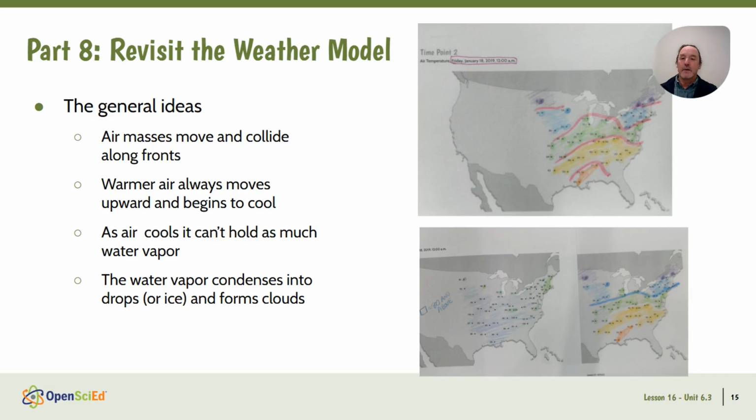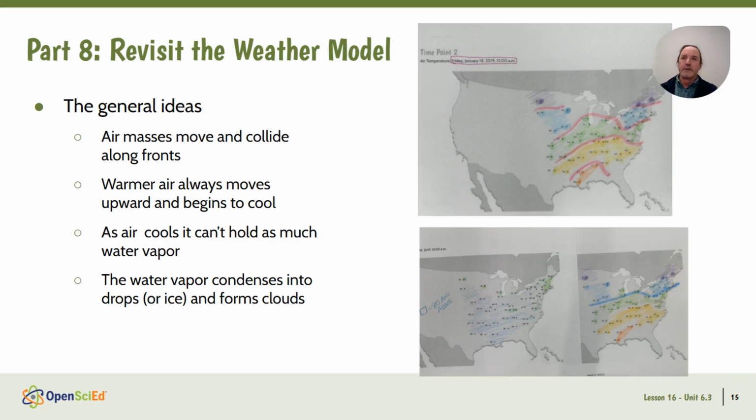And then we come to the last part where we revisit our weather model. And this is like the great moment. It's like one of those deep breaths moments. You will have just spent 20 or more minutes walking your kids through math and graphing and relative humidity and how it changes based on temperature and why water vapor is condensing. It's a lot. But this is a great time to say, let's leave the numbers behind for a few minutes and see if we have the general ideas, which are that air masses move and collide along fronts.